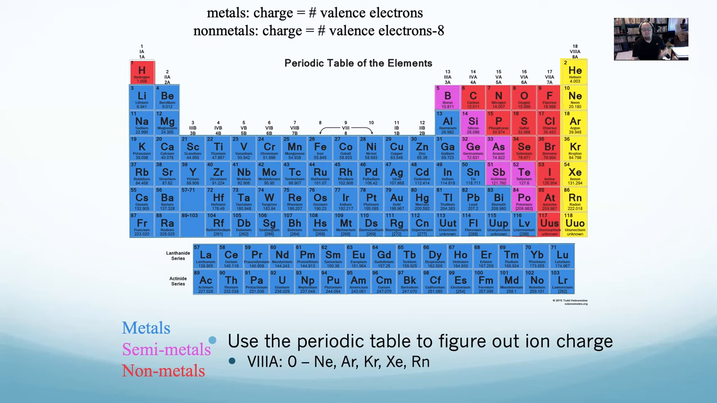And the noble gases have 8 valence electrons. 8 minus 8 is 0. They don't have an ionic charge. This is why they don't bond.